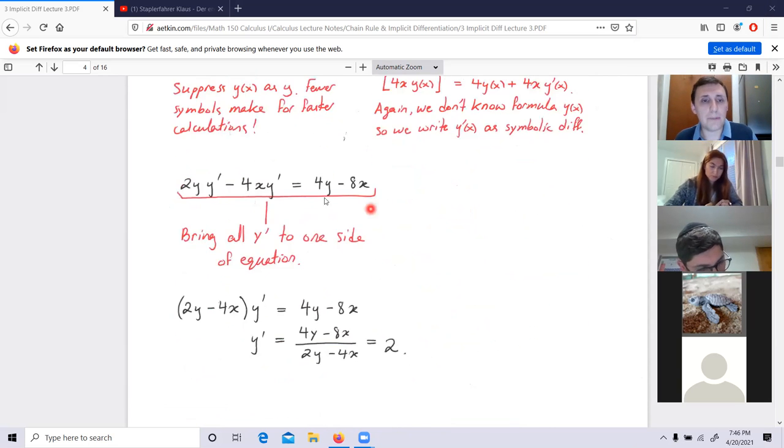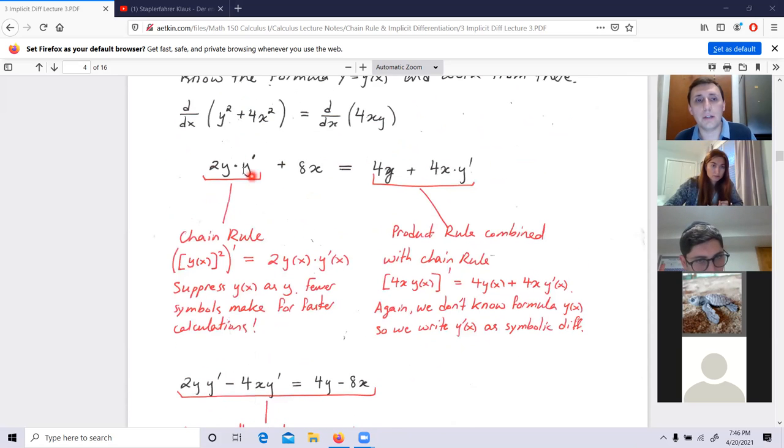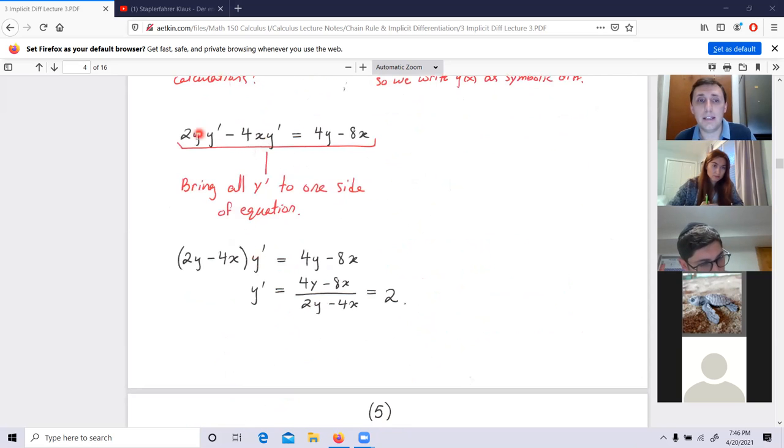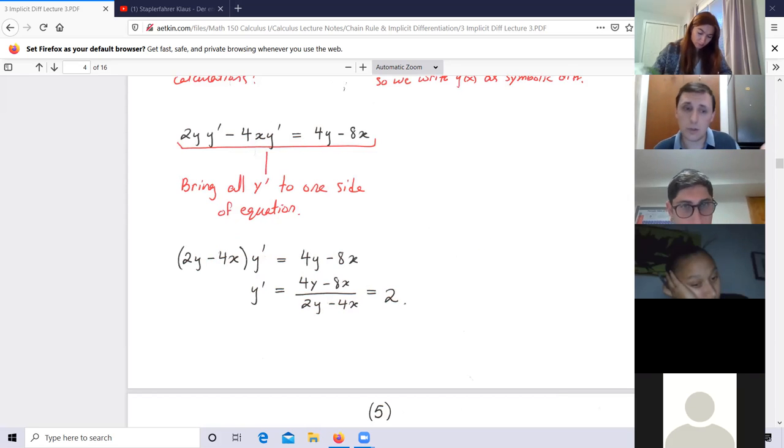And so what happens, guys? Then I am going to group together everything that has a y prime, I will bring to the left, and everything that does not, I will bring to the right. And here is what I have. I can then from the left part factor a y prime. And I have that (2y minus 4x) times y prime is 4y minus 8x. And so y prime is (4y minus 8x) over (2y minus 4x). Do you see what it is, guys? Do you see that the numerator is twice as long as the denominator? And so the slope is 2.